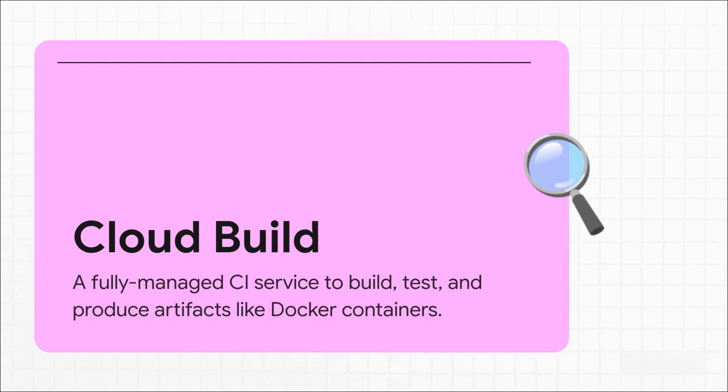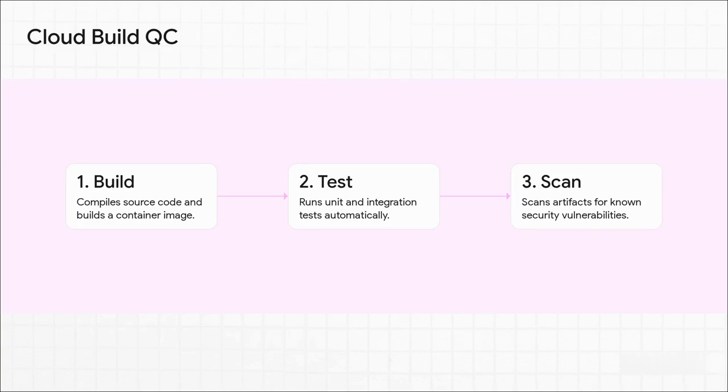It's just pure automation. This is where the quality control gets baked right into our factory line. See, Cloud Build doesn't just compile your code. First, it builds the container. Then, it automatically runs all of our tests to catch bugs super early. And finally, it scans for any known security vulnerabilities. A piece of code only gets to leave this factory if it passes every single one of those checks.